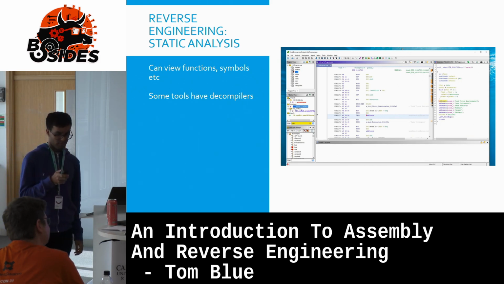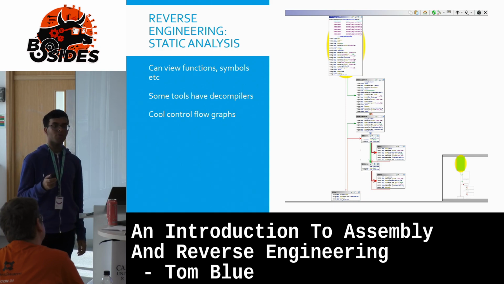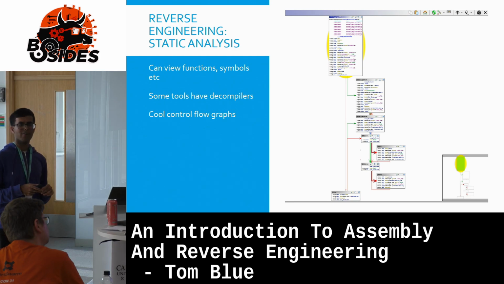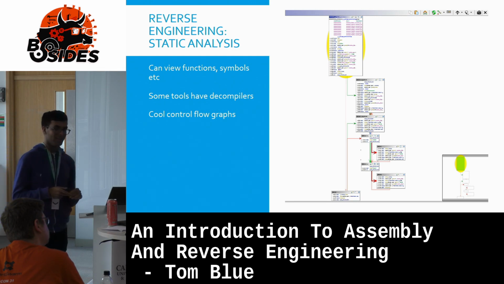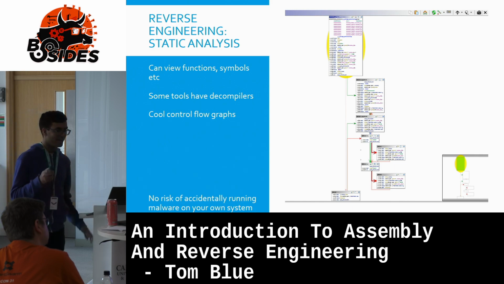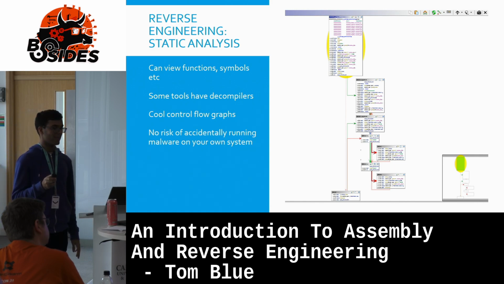And then you get cool control flow graphs, which show you how the execution flow goes, like where it branches off, where certain lines of assembly are run and stuff, which is quite useful, because then you don't have to go through and find each jump and see which bits get skipped at certain points and things like that. And there's no risk of accidentally running malware on your own system, which is ideal.